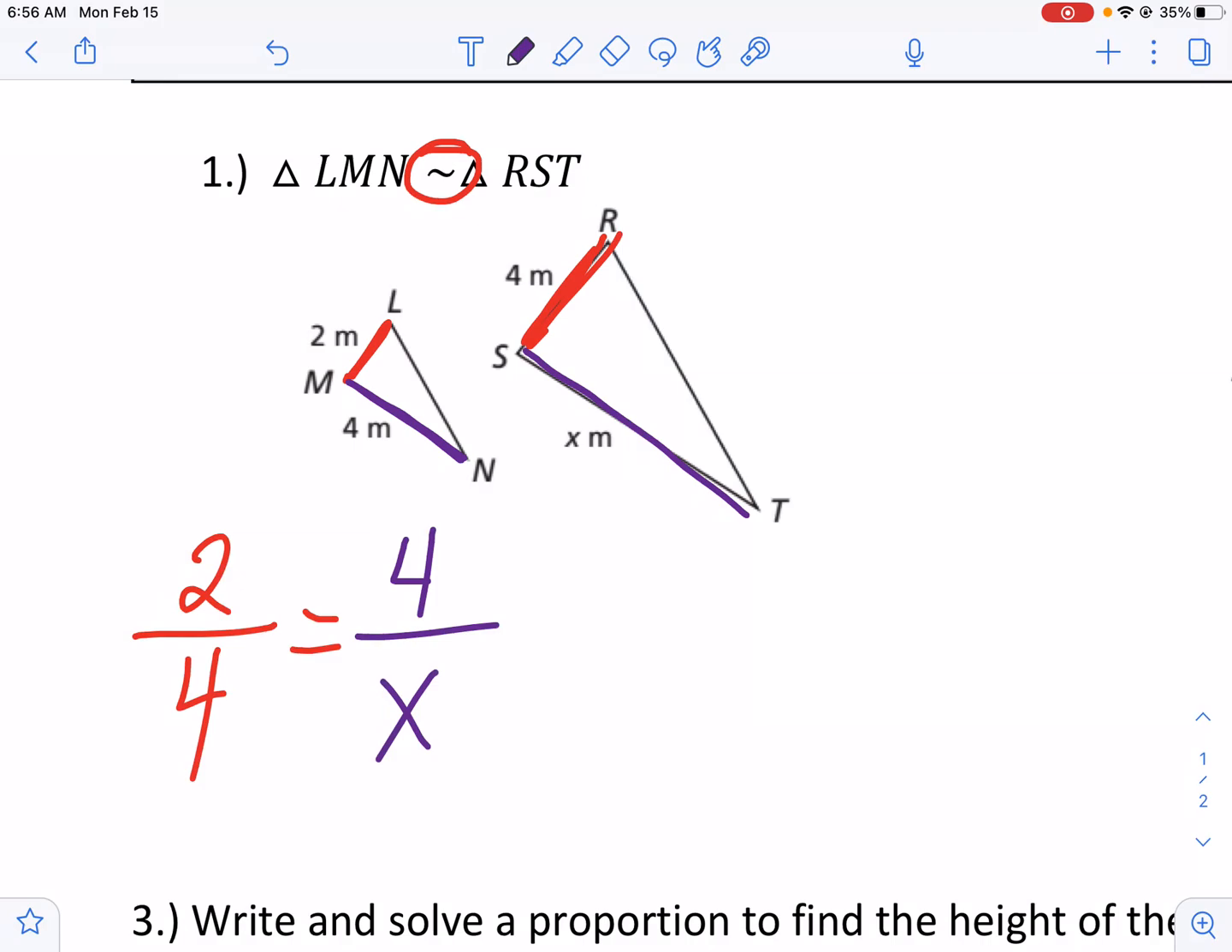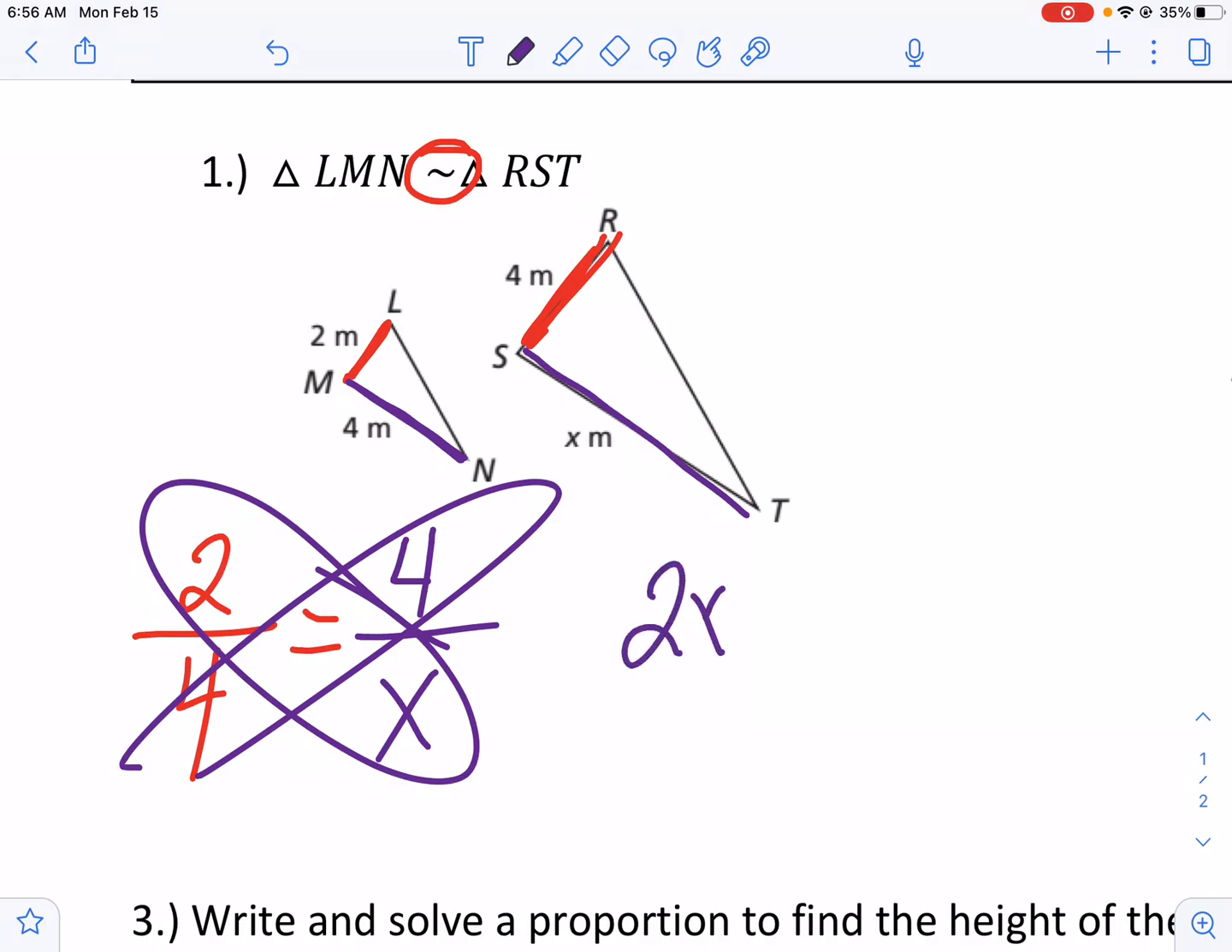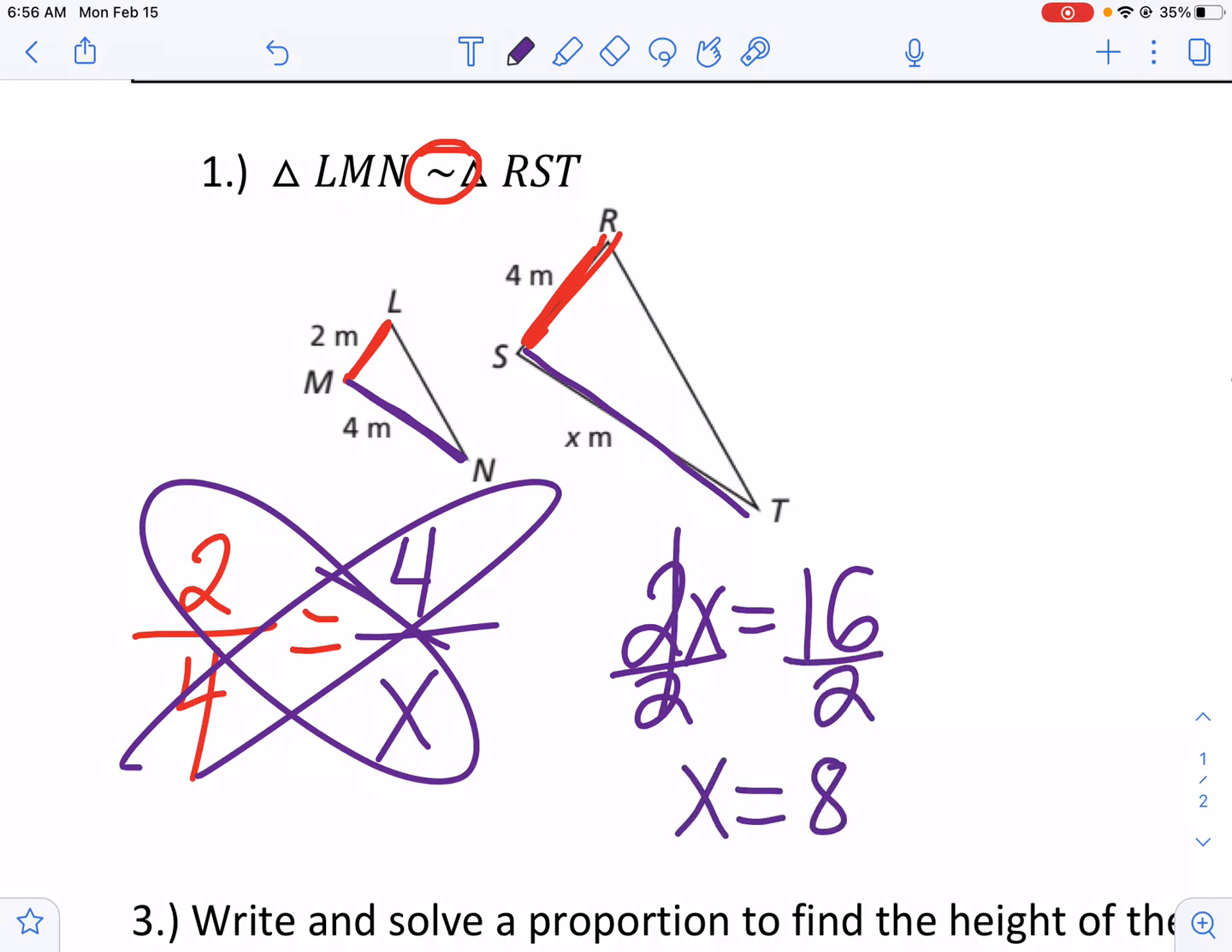4 over X. You know to solve a proportion, you cross multiply. So we have 2x is equal to 16. Undo that multiplication by division, and so x equals 8. So side x is really 8 meters. Okay? So there's number 1.